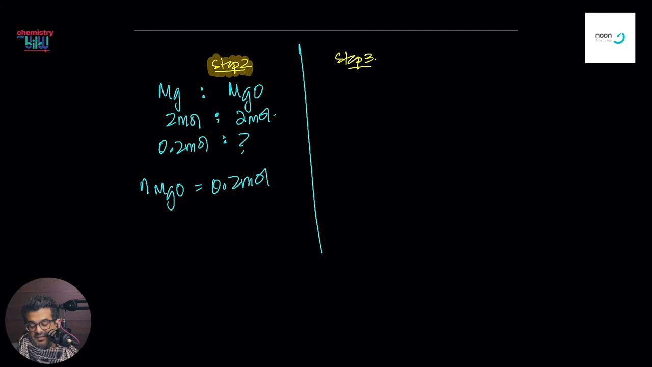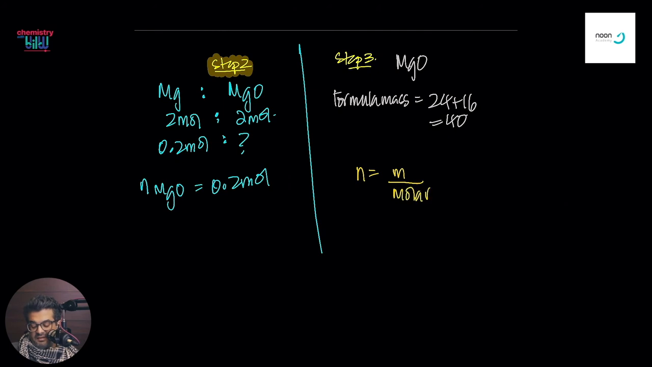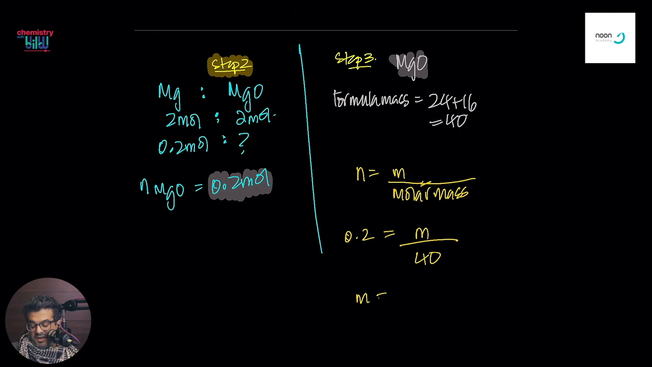And then step three is for magnesium oxide. So first I find the formula mass of magnesium oxide, which is 24 plus 16, which is 40. Now the number of moles is mass over molar mass. Because now I've got to convert what? I've got to convert 0.2 moles of the unknown into mass. So 0.2 is mass over 40. That gives me how much? 8 grams.